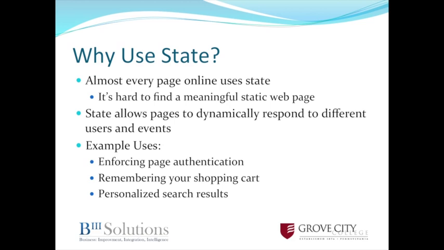State allows pages to dynamically respond to different users and events. What are some examples of this? Well, this means that based on an individual user, we can do page authentication, keep track of who they are, maybe show them certain pages or different buttons based on what level of access they have. We can also personalize results for each user, depending on any number of things, like what they've searched for before, or possibly where they live.